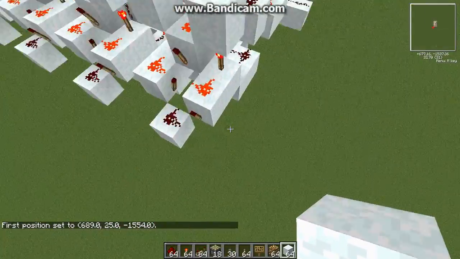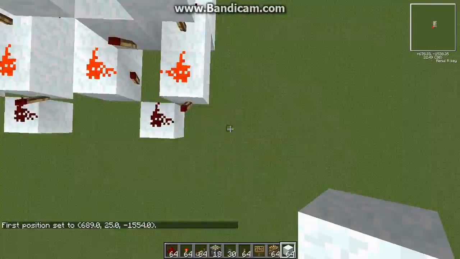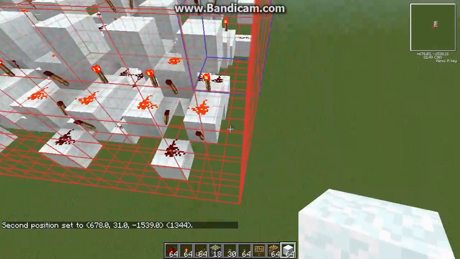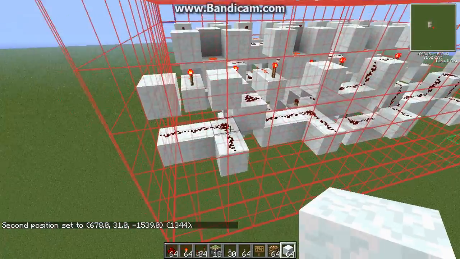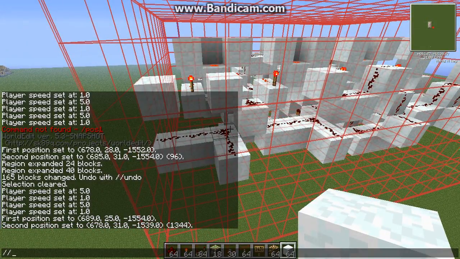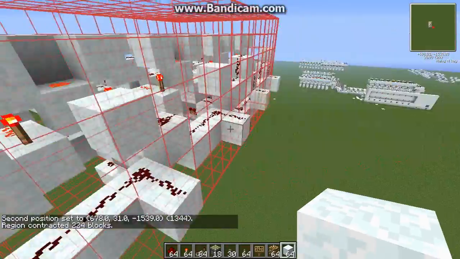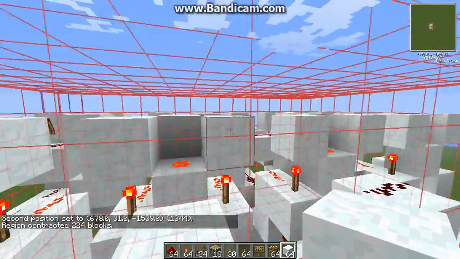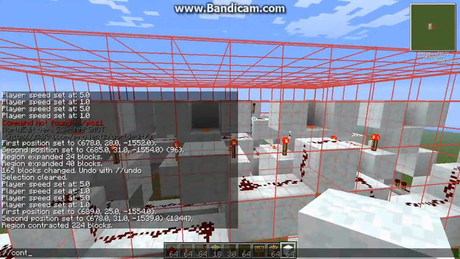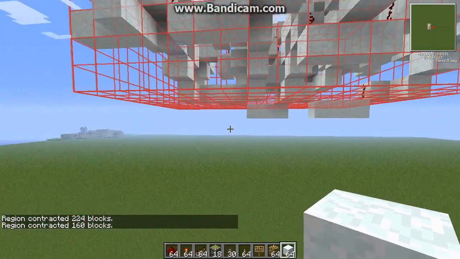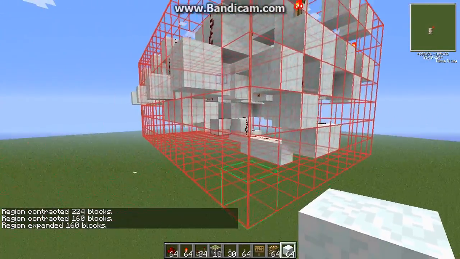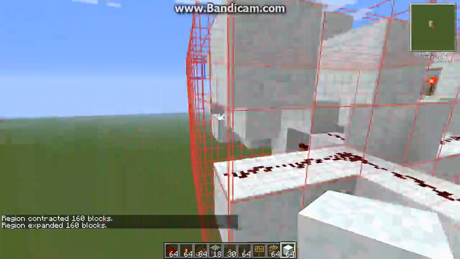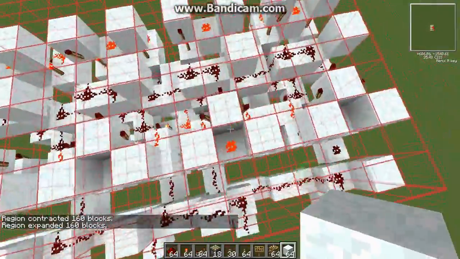And this should be position 2. Okay, now I'm just going to make sure I have everything selected properly. Okay, I'm going to contract 2. That should bring that in. I'm going to contract 1 down because I don't need that. And I'm going to also expand 1 down. That would encapsulate that. And that should be encapsulating the whole thing.